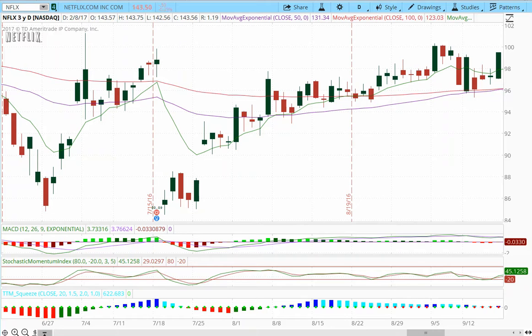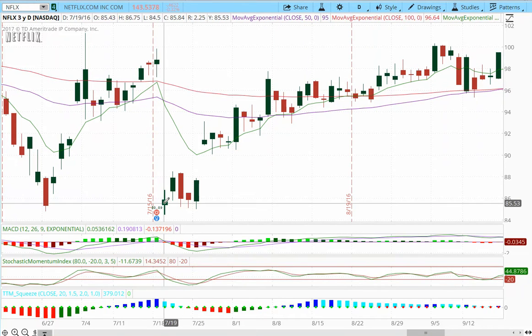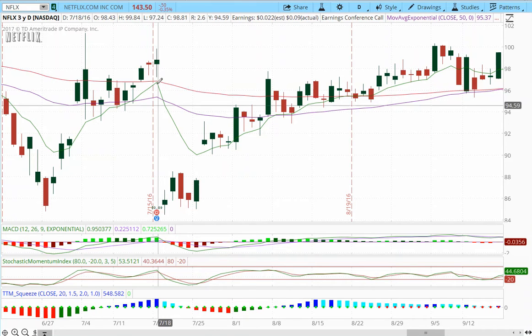I have chosen to use the stock Netflix because they are notorious for having gaps at earnings. So as you can see here, we have Netflix, and I have this on a daily chart. The first gap we'll look at is a gap down. Here is the day of earnings announcements on July 18th of last year. And then the next day of trading, which was on July 19th, you can see is way down here.